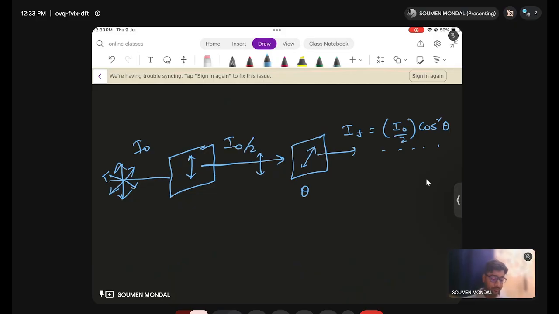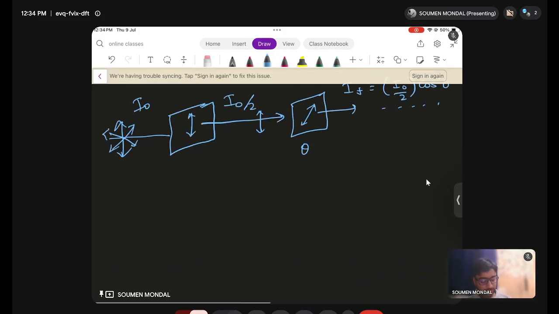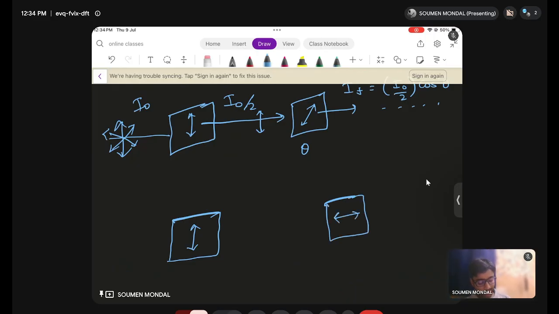So this is the type of thing they can give. One type of problem you can expect. Another type of question we can expect, which is more interesting: say we have a polarizer oriented in that direction, and another polarizer which is crossed.